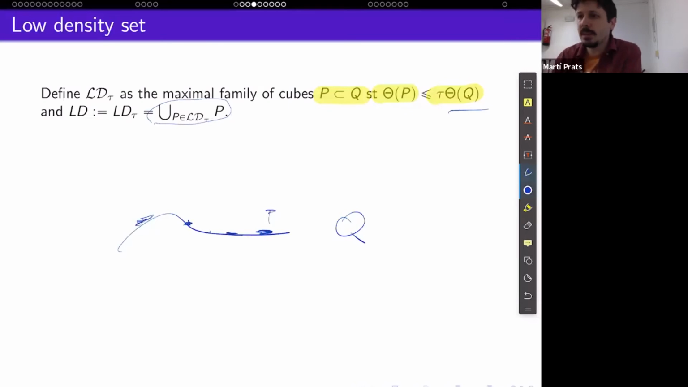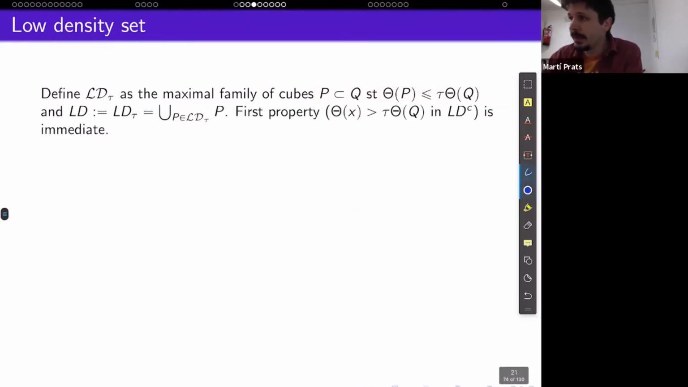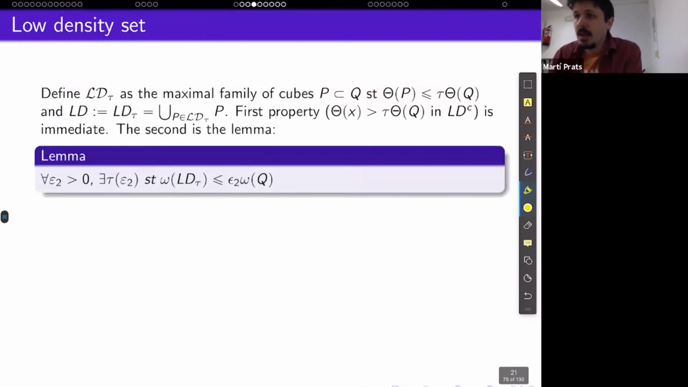What happens in the complement? In the complement of the set, of course, the density is big. Okay, this is immediate. Otherwise we would have stopped. The second lemma, the second identity is this lemma.